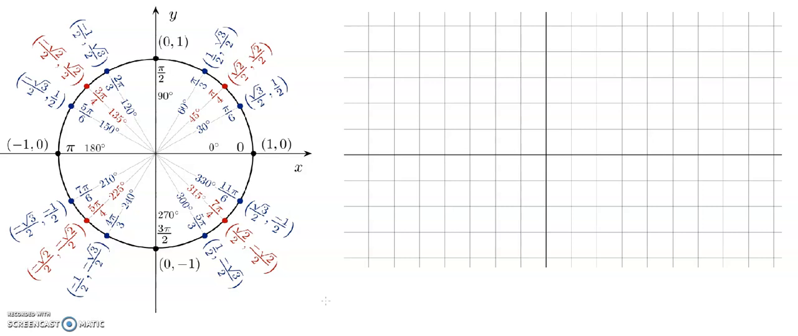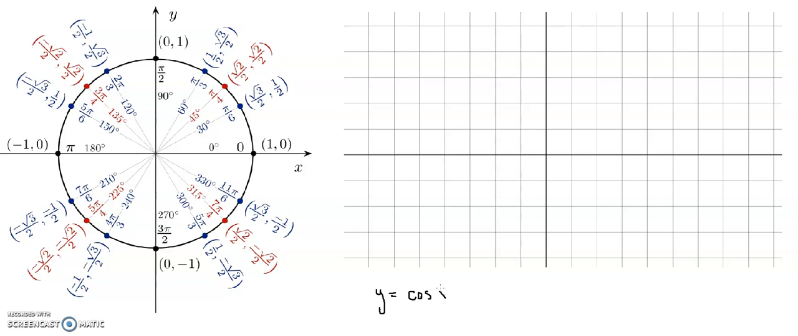Okay, in section 9.3, we're going to look at the graphs of trig functions. So we're going to start off with our basic sine and cosine graph. So let's start off with cosine. So we're going to have y is equal to cosine x.